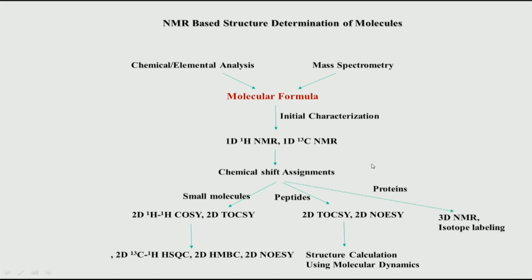When you go to proteins, which are bigger molecules, 2D NMR is not going to be sufficient. We have to go to even higher dimensional spectroscopy, that is 3D NMR, and not only that, we need to do special sample preparation by doing what is known as carbon-13 and nitrogen-15 labeling. But we are not going to go into details of that particular aspect. The whole course is only focused on small molecules and peptides. So, now we will focus on how we can assign and get the structures of peptides with 2D NMR.